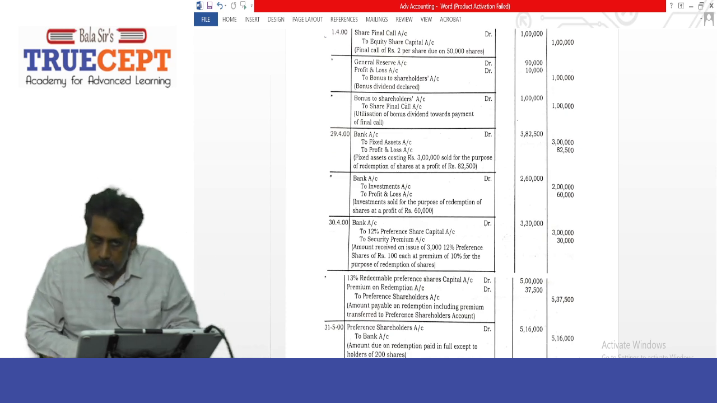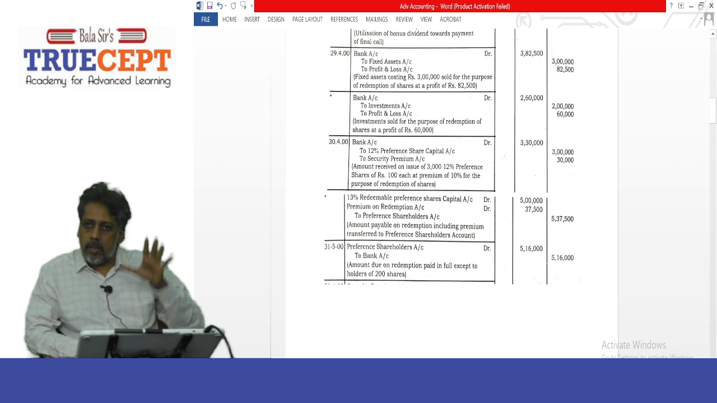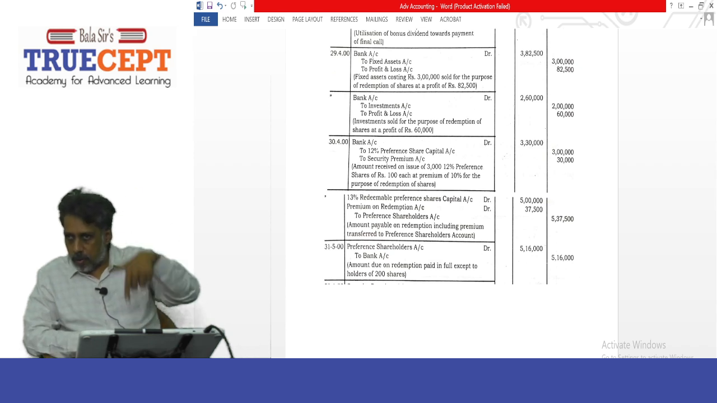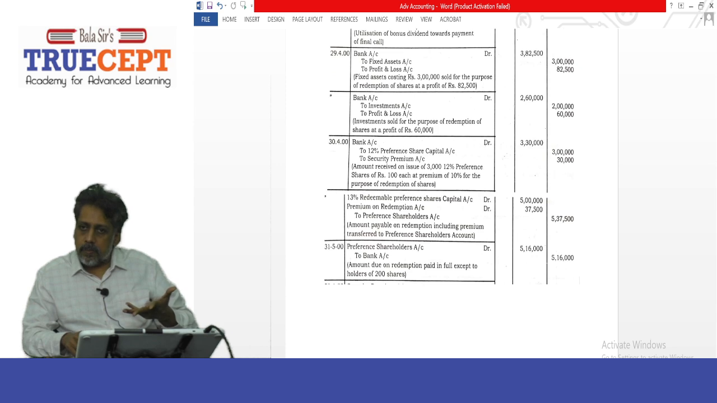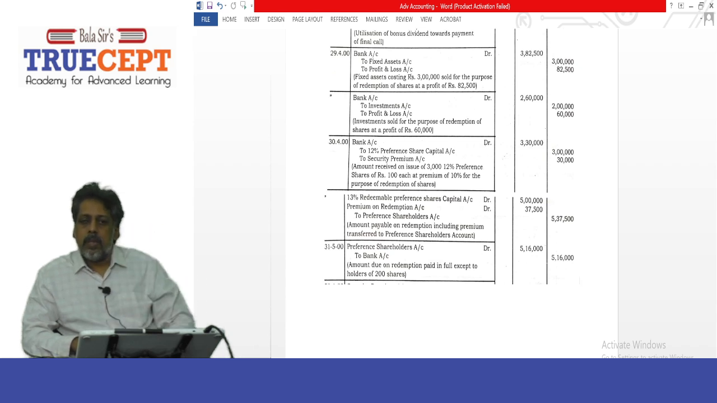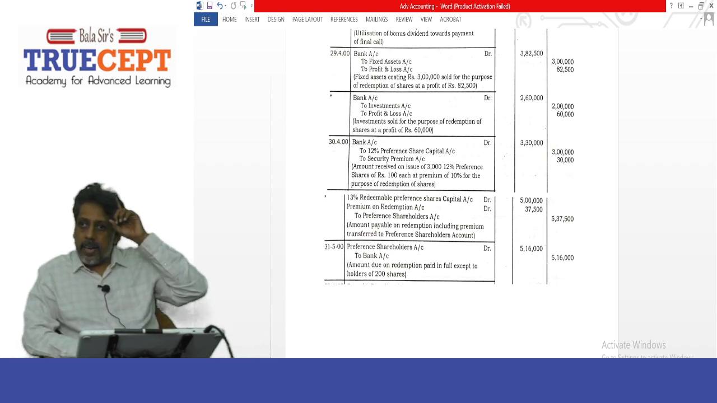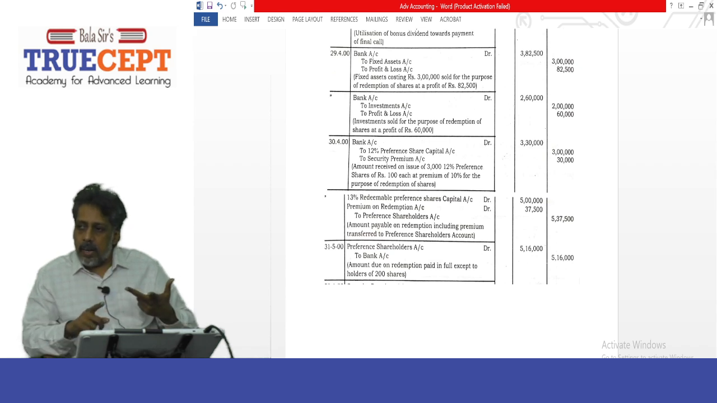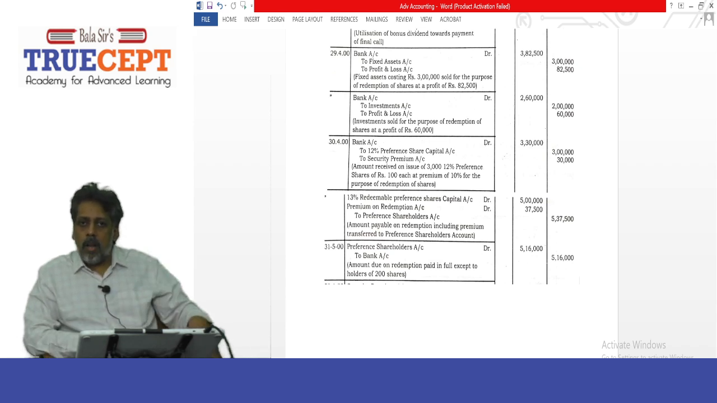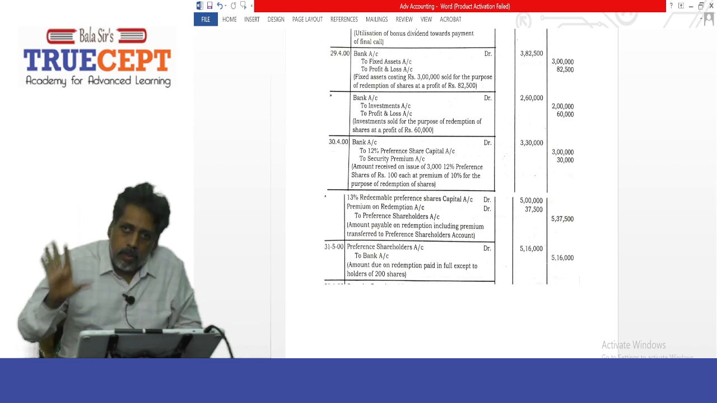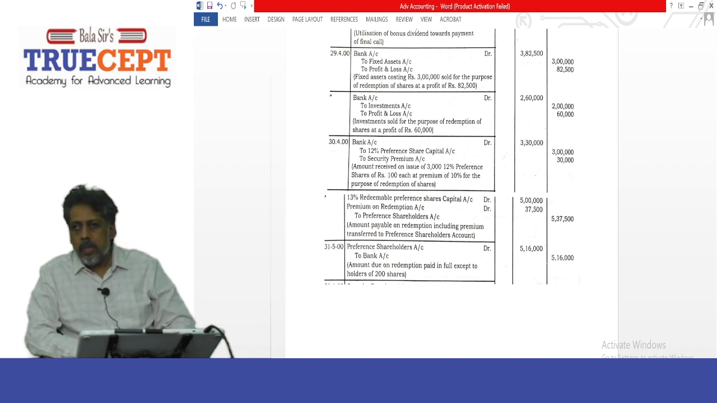Now there is a fresh issue of preference shares, exactly for the purpose of redemption. So bank account debit, 3,000 shares issued at rupees 110, 3 lakh 30,000, to 12% preference share capital 3 lakh rupees, to securities premium 30,000 rupees. And one more point. I think you had 98,000 in securities premium account in your balance sheet. To that add another 30,000. In all, 1,28,000 is the balance in your securities premium account. Is that clear? Okay. Now we'll march forward.